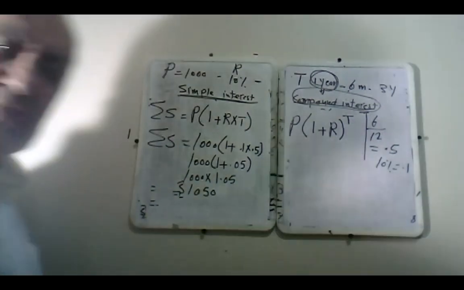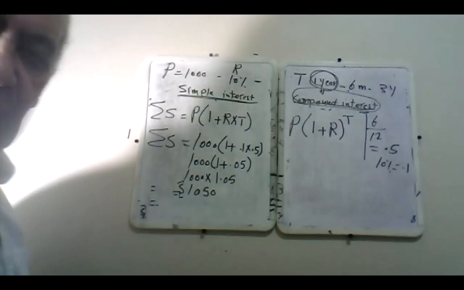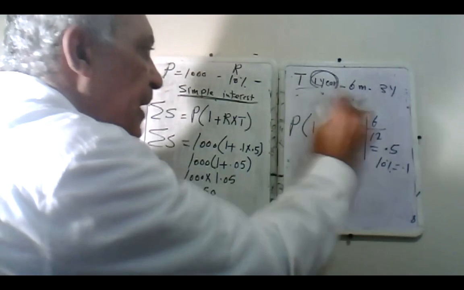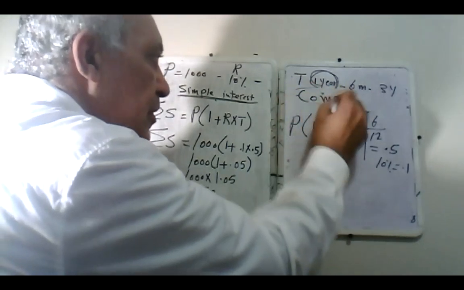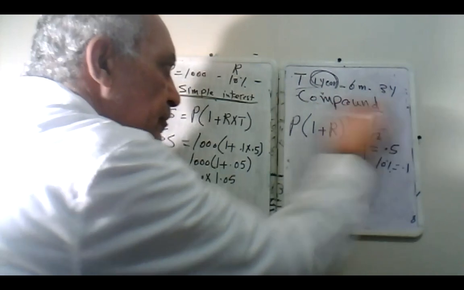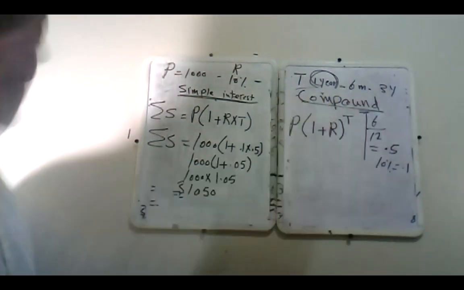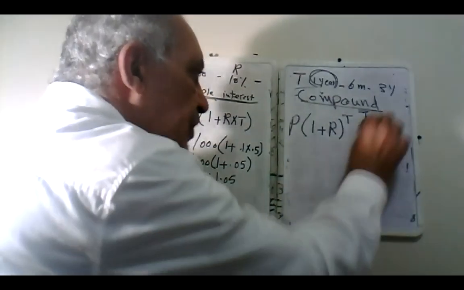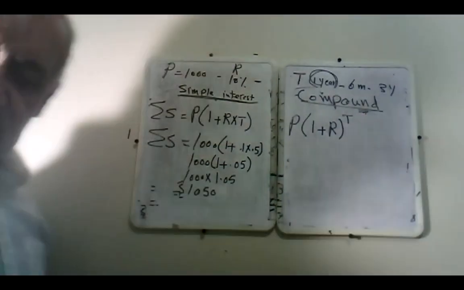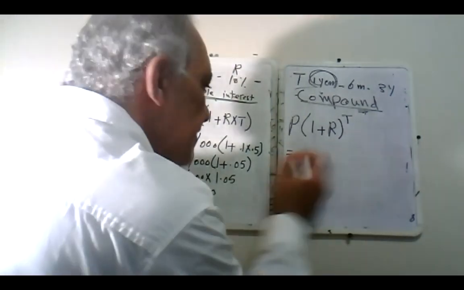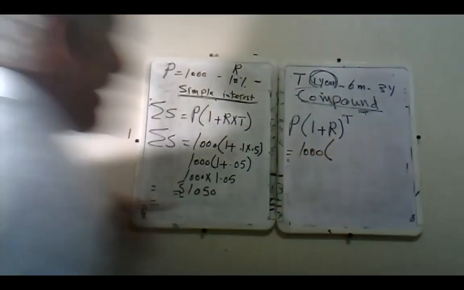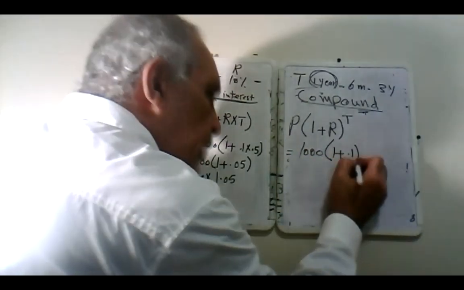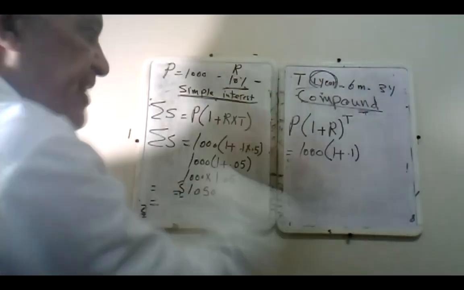Now, it's your turn to do this for compound interest. For the compound interest, what we will do is the T is on the top, in the power. T is in the power. So let's go for it. The P, the principal, is 1,000. Then 1 plus the R, the rate, is the same thing. The rate is 0.1, which is 10%.